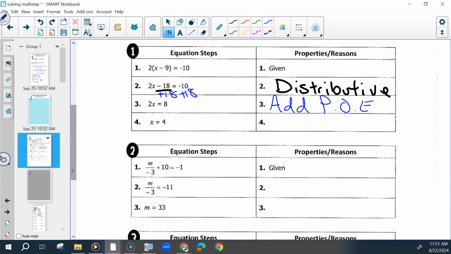And then the last step. Step 3 to step 4, what changed? What happened? We divided both sides by 2. So that's your division property of equality. I'm just going to put divide POE. So one of the things we have to remember when we're solving, we have to do it to both sides. We can't just do it to one side because then it throws the whole thing off. We have to remember that equality part. We're doing it to both sides.